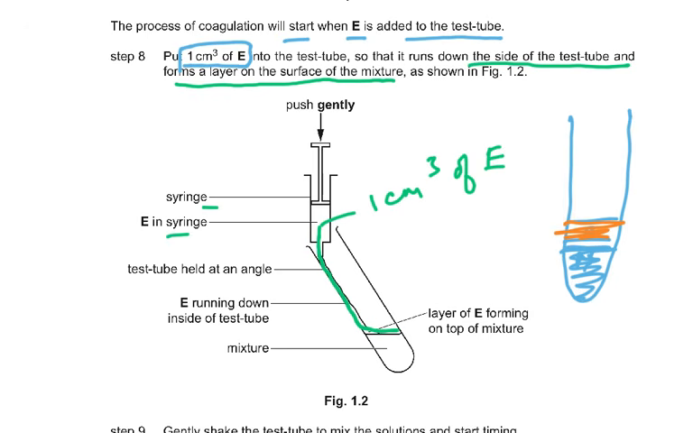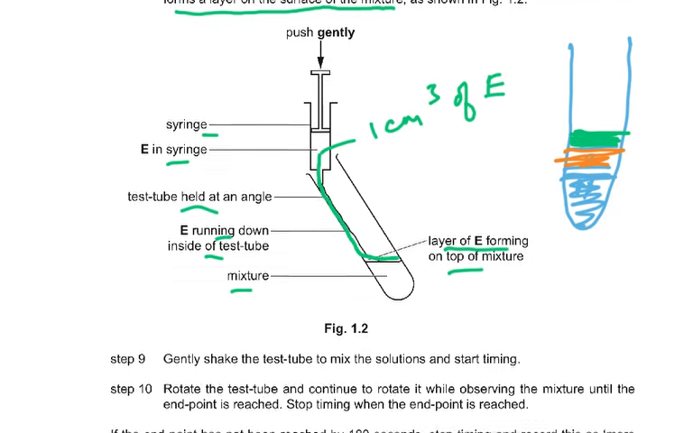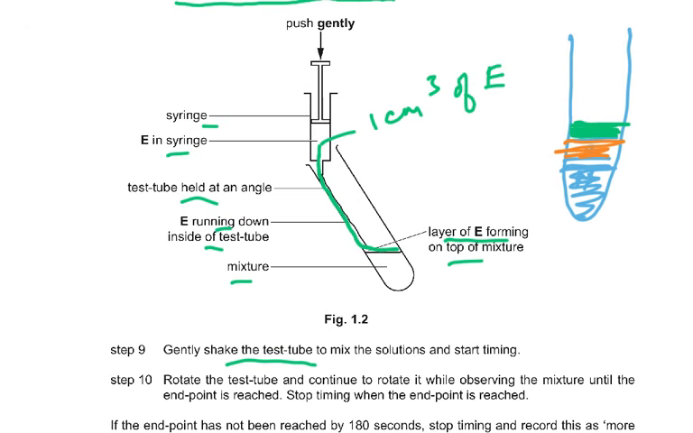So syringe, E in the syringe, test tube held at an angle, E running down the inside of the test tube, mixture, layer of E forming on top of the mixture. So now you've got this E on top of it. Right? I hope everybody's following me. Gently shake the test tube to mix the solution and start timing. So then you shake it.